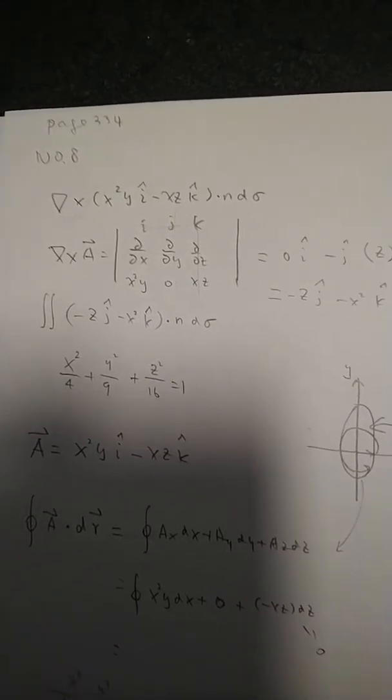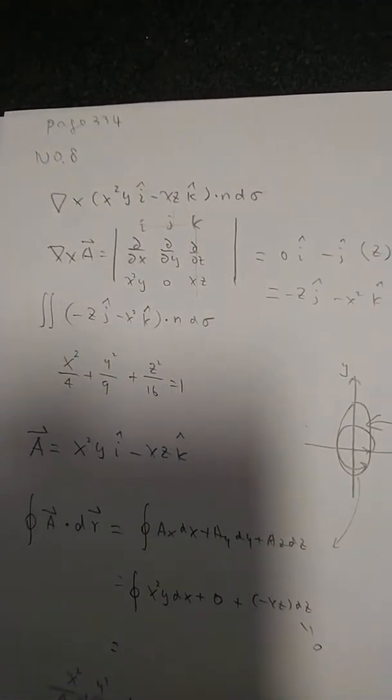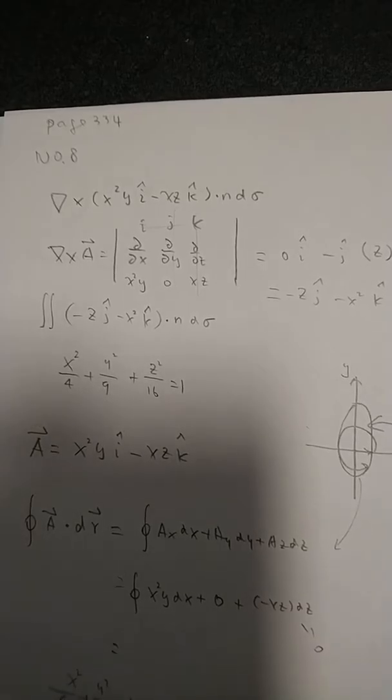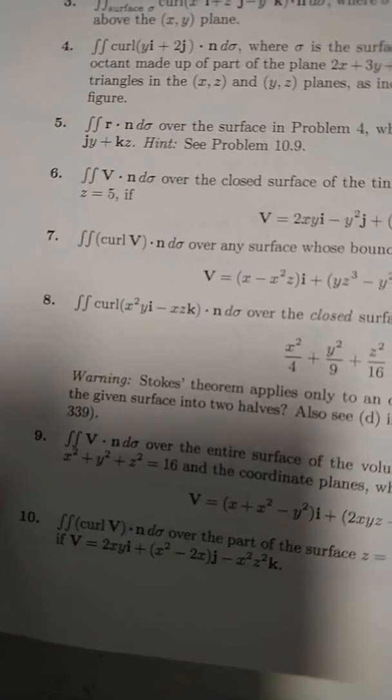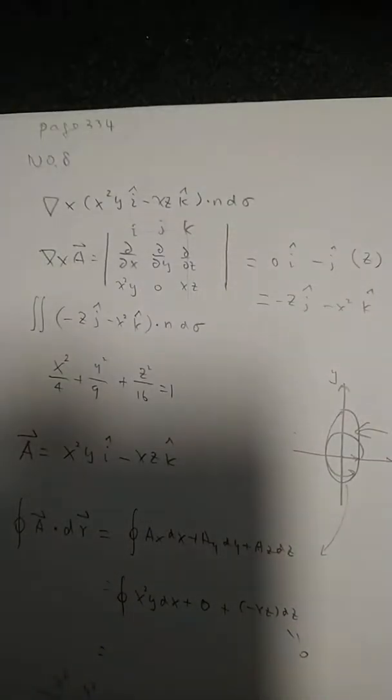So the next problem is on page 334, and this is another example which I want to show you. I think it's connected with the Stokes theorem itself. Let me just show you which one that is. This is page 330, and we have problem number 8. Problem number 8 is this particular problem here. Can you see it?